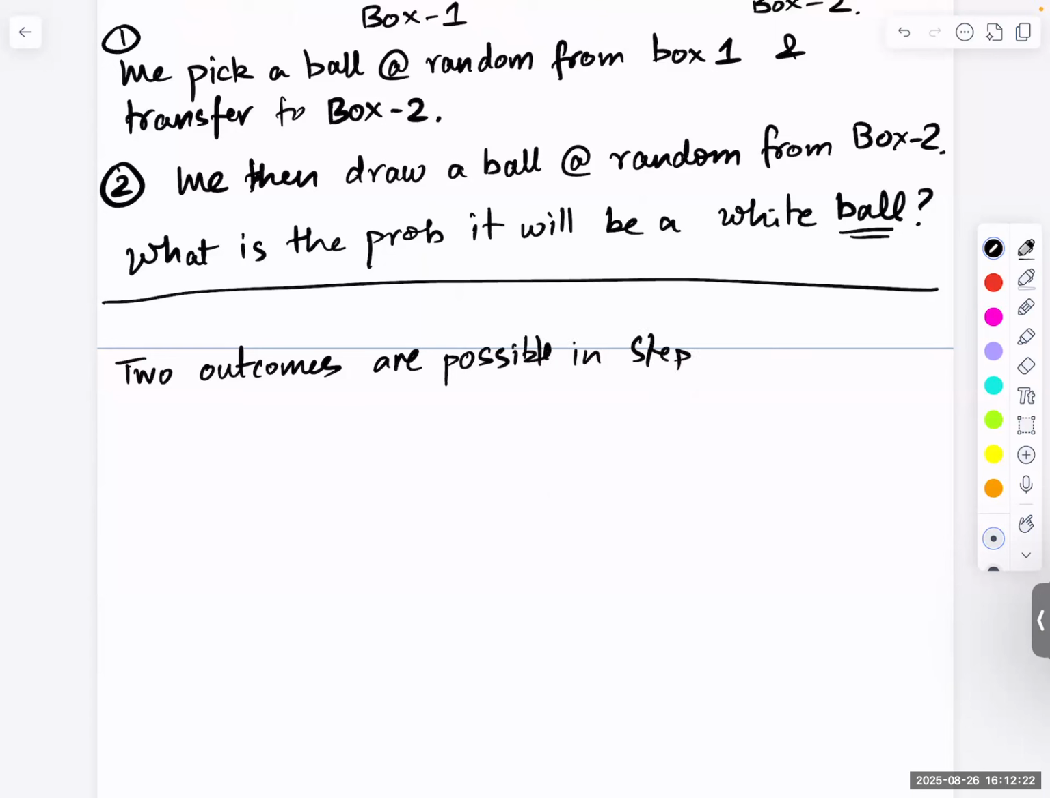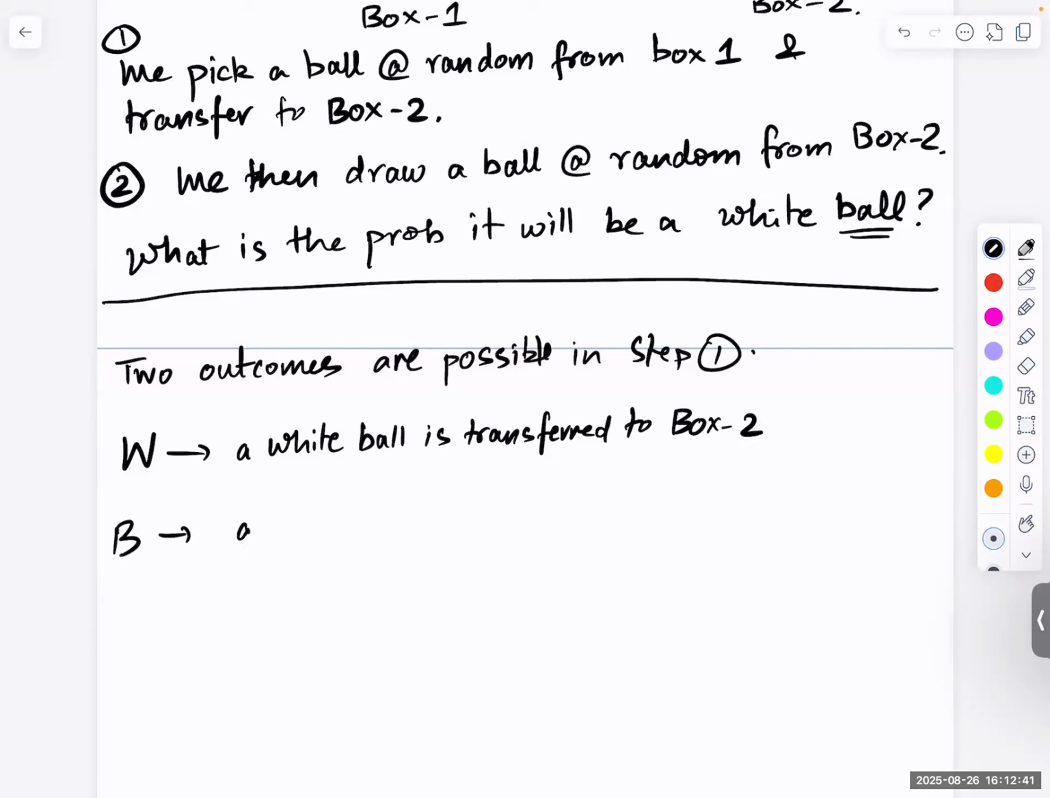In step 1, let's denote W as the event that a white ball is transferred to box 2, and B as the event that a black one is transferred to box 2 from box 1. If you think about step 1, what is the sample space? It's basically these two events. Either W happens or B happens. One of these two things will happen, right?